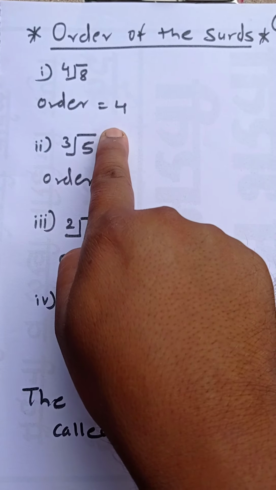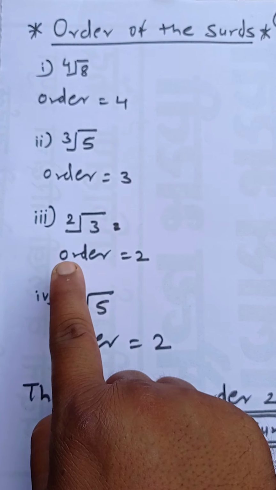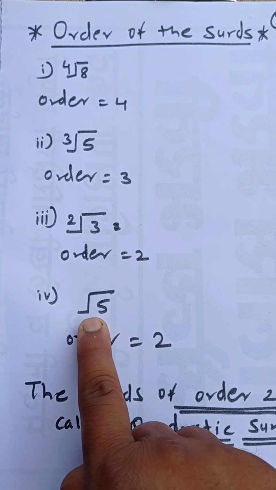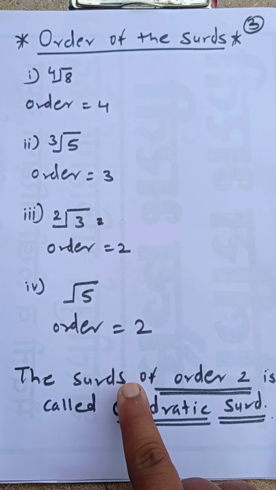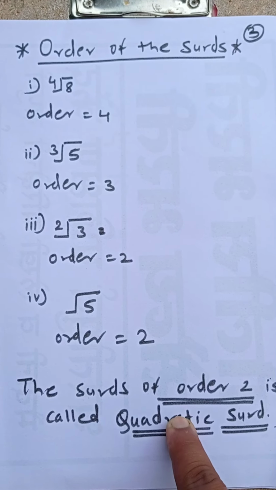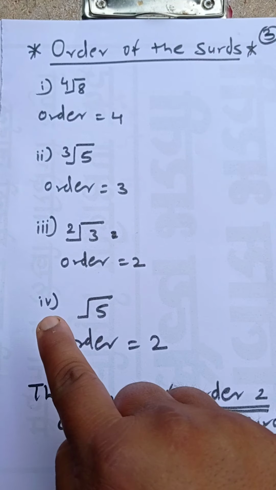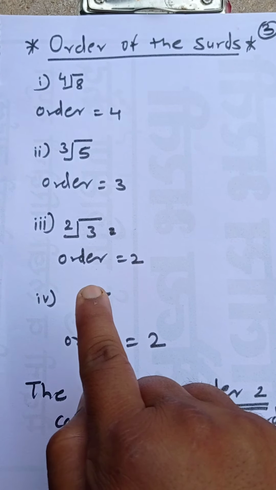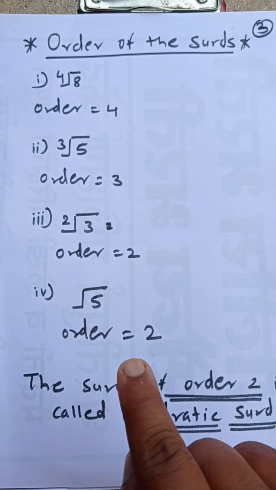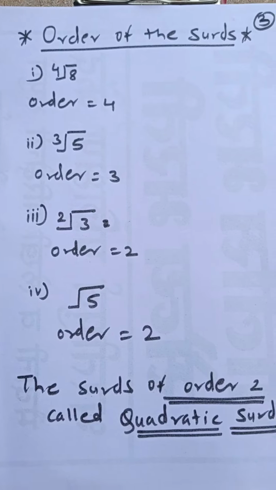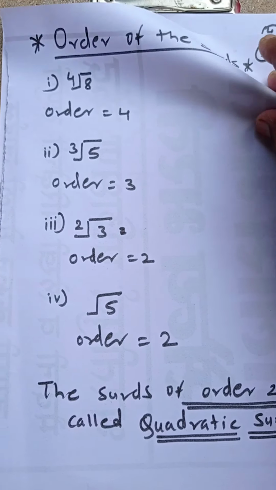So here the order is 4, here the order is 3, here the order is 2, and here the order is not written, that's why the order is 2. A surd of order 2 is called a quadratic surd. This type of surd is called a quadratic surd. When the order is not written or the order is 2, then that surd is called a quadratic surd. And in this lesson, we are going to learn about quadratic surds only.